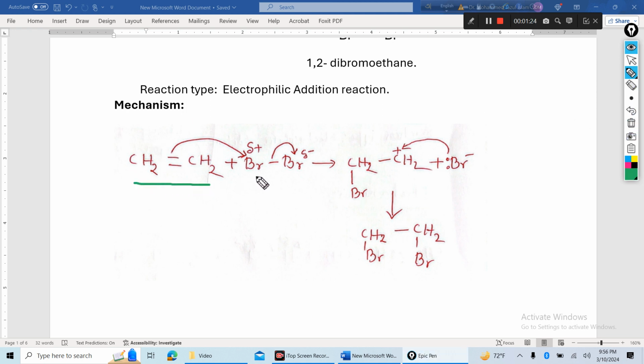First, ethene and bromine. So this full arrow means movement of two electrons going to one atom. So you will give the first arrow from this electron going to the right bromine, so this bromine becomes partially negative, delta minus, and the left bromine becomes delta plus, partially positive.